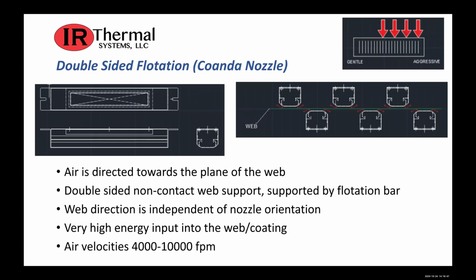The double-sided flotation nozzle, or Coanda nozzle, has been around since the 80s, and it is a very standard nozzle for high energy input. The air is directed mainly towards the plane of the web, and it is a double-sided non-contact web support. It has very stable flotation characteristics with this type of bar. The web direction, again, is independent of the nozzle orientation, and it has very high energy input into the web or coating. The air velocities, once again, are pretty much the same as the airfoil, from 4,000 to 10,000 feet per minute.